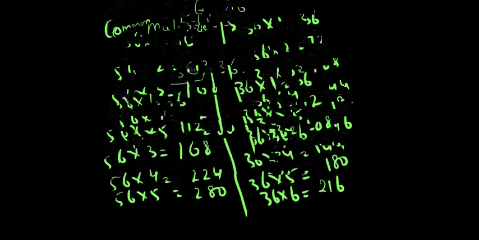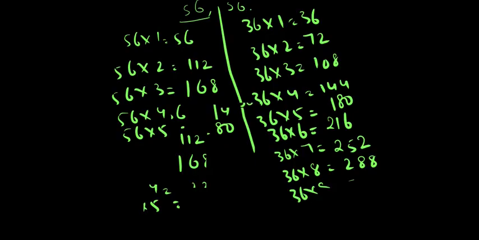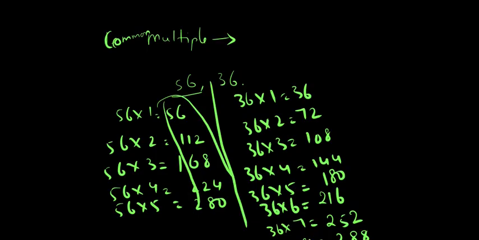36 sevens are 252. 36 eights are 288. 36 nines, like that. It will keep going. If you go far enough, there will be a common multiple between both. Multiples of 56 are these, multiples of 36 are these. If we go far away, 56 tens, 20s, 30s, somewhere you find the common multiple for both. By taking 56 and 36, it became a mess.